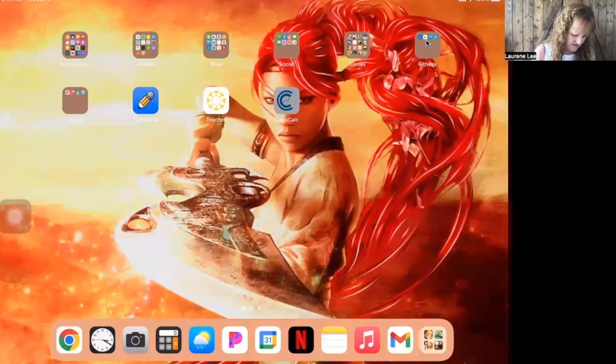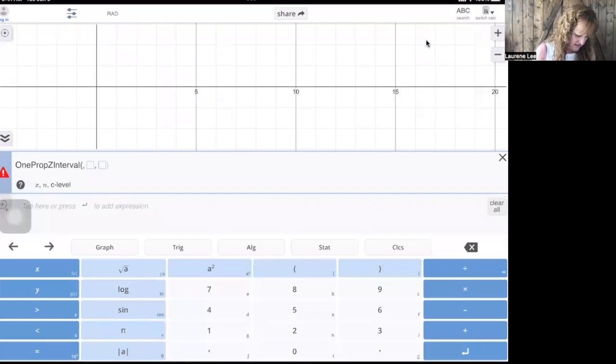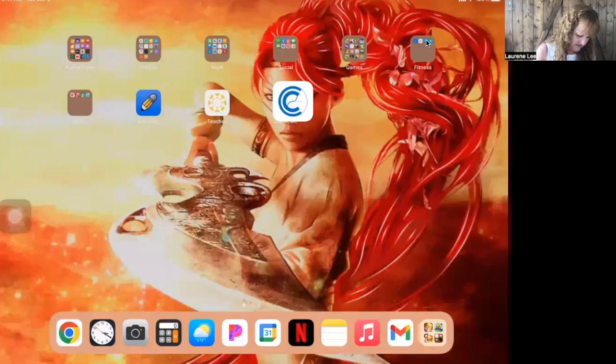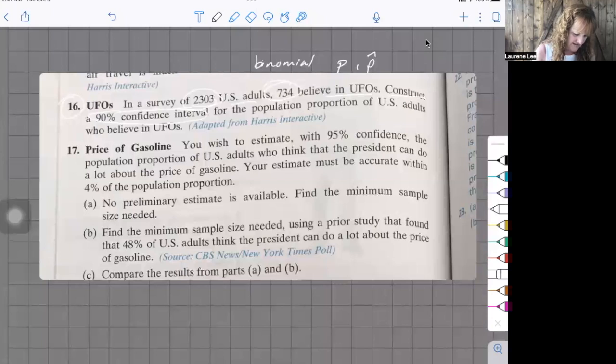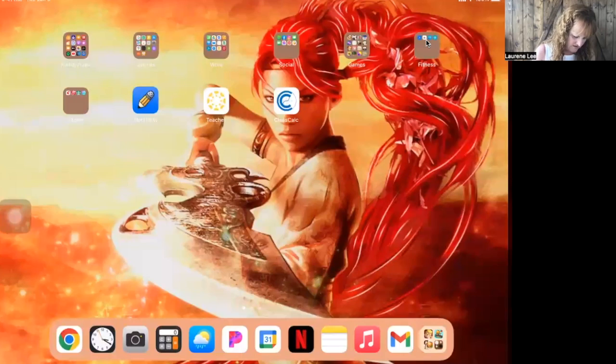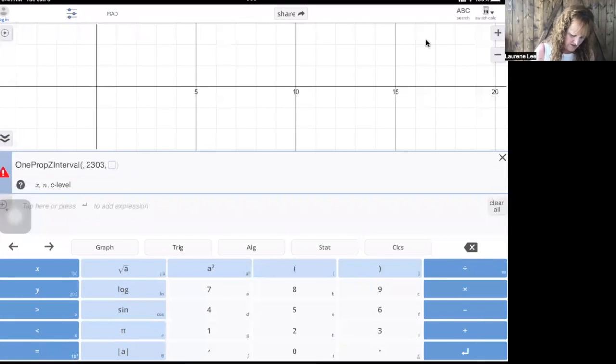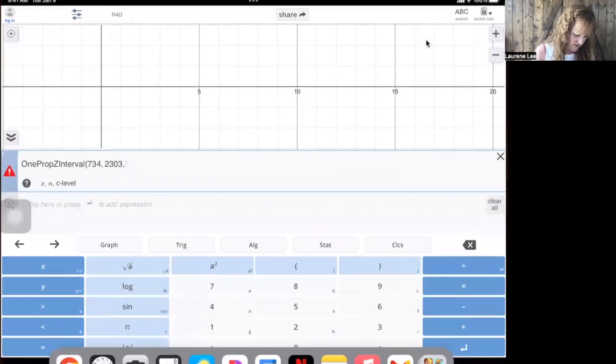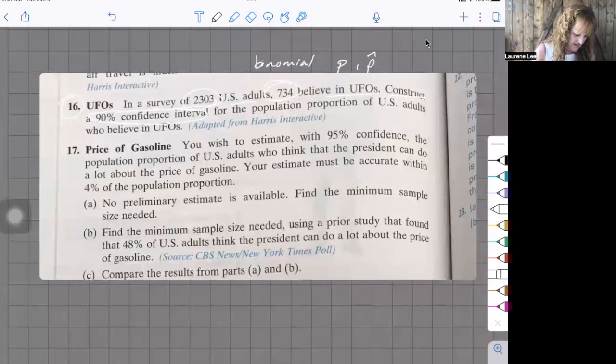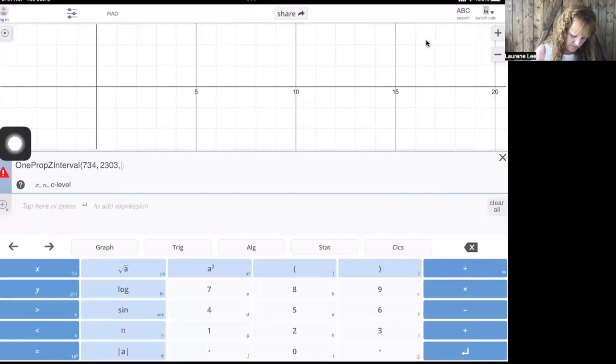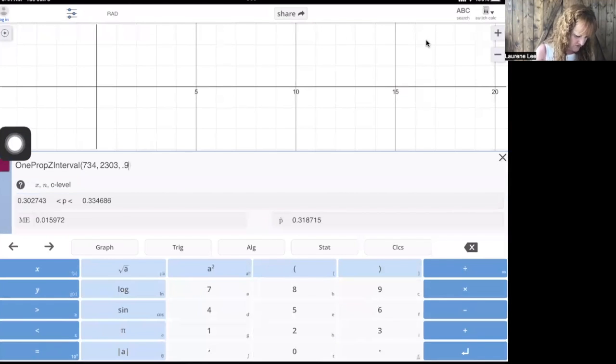Just kidding, that was the N value, huh? N is 2303, and my X value is going to be 734, say yes to UFOs. 734, and they're wanting us to build a 90% confidence interval. So this is going to be 0.9. And there's our confidence interval.